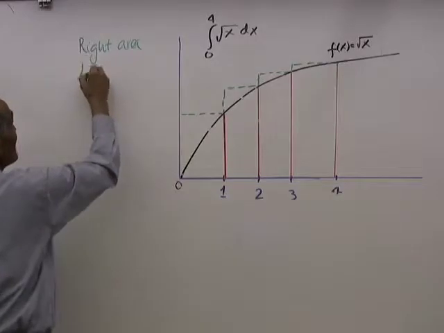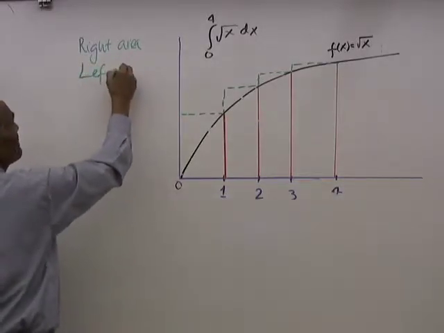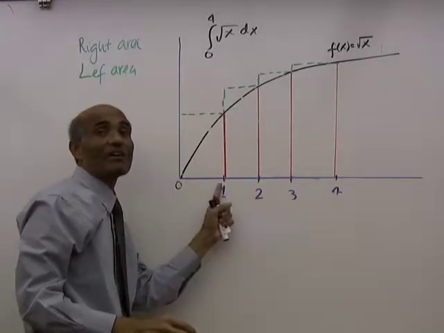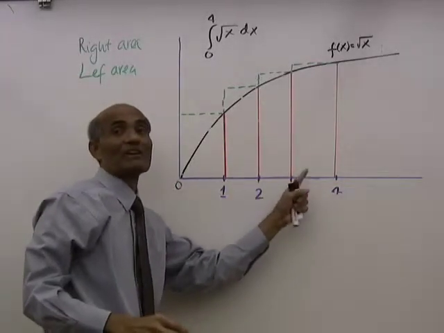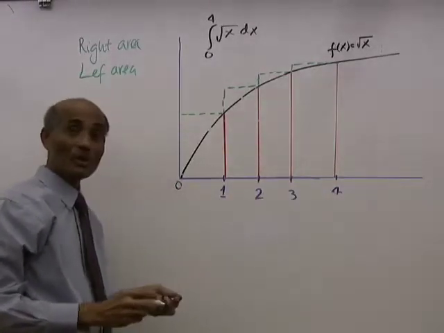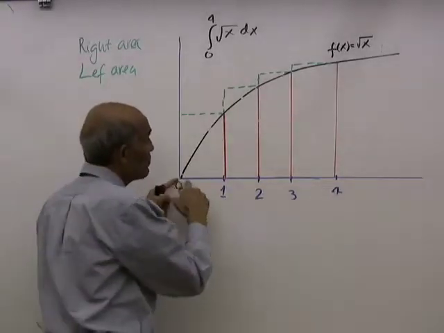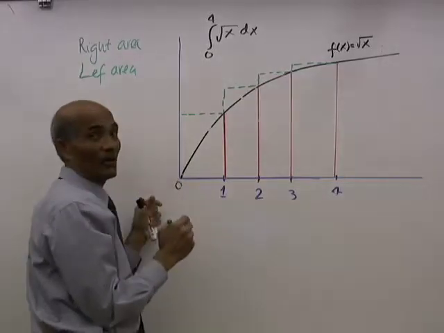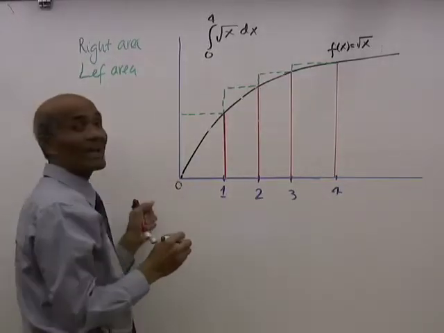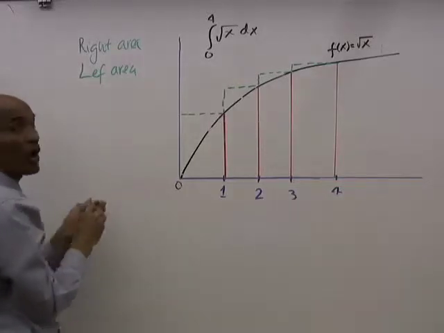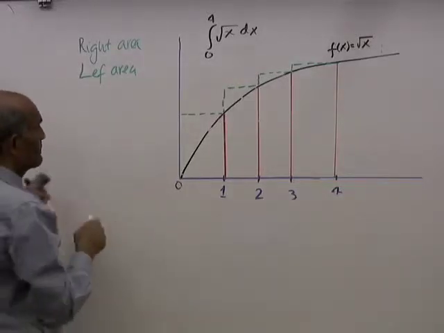Now, what does left area mean? Left area means we will use the left sides of the rectangle to calculate that area. Well, what are the things that we need? We need the width of each rectangle. Now, how do you calculate the width? The width of the rectangle we are going to call delta x.